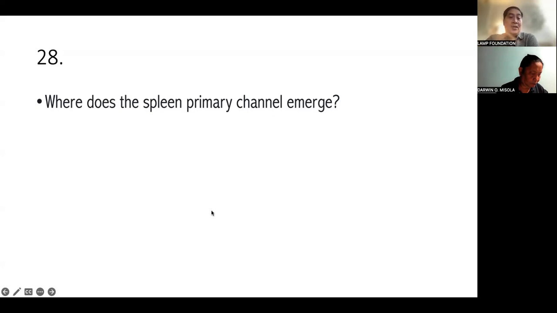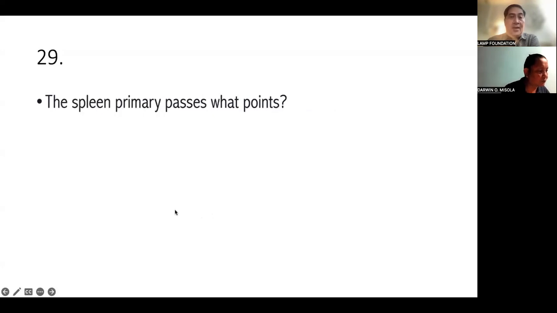It goes to, what do you call that point? Liver 13. Okay, liver 13. So first fortune, then it goes to the 6th, lateral to the midline. Okay.